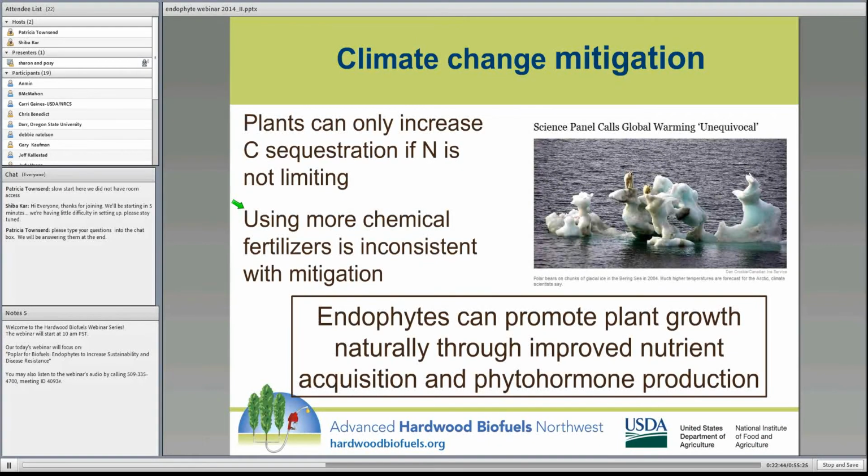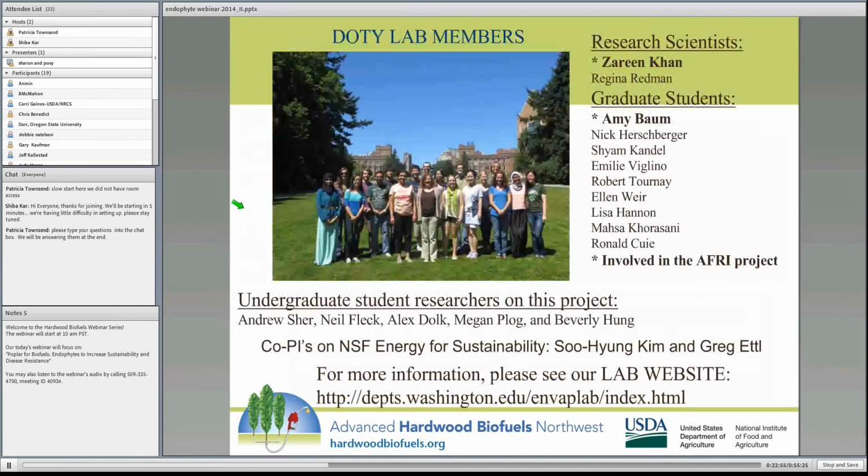Okay, and so we've shown that these endophytes can promote plant growth naturally through this improved nutrient acquisition, through nitrogen fixation, phosphate solubilization, and also phytohormone production.